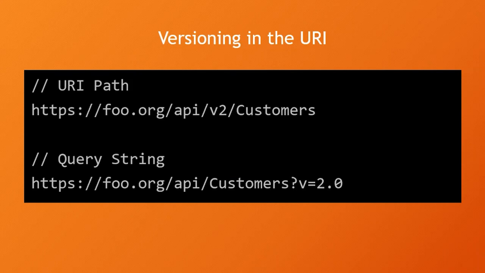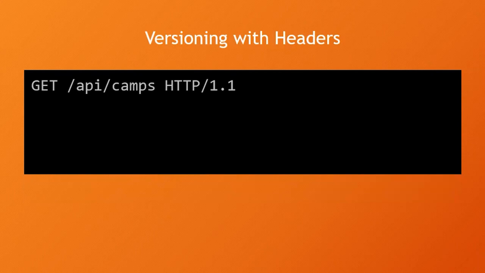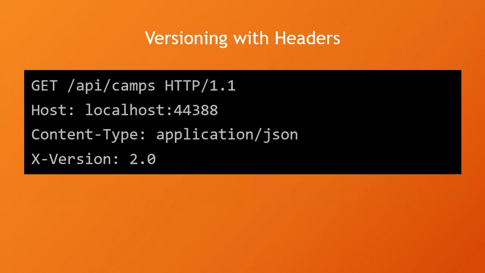They're not a required part of the URI, whereas putting the version in the URI path is certainly something that isn't optional at all. And what I'll show you will be able to handle both of these, but also we'll be able to handle versioning headers.